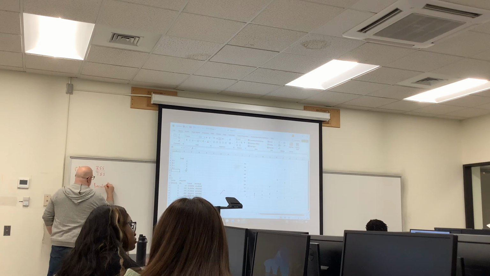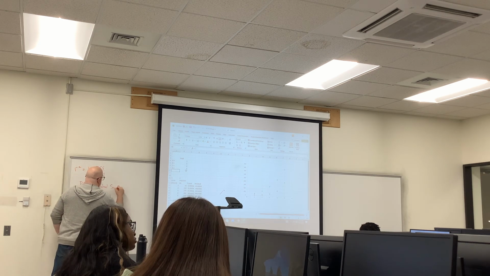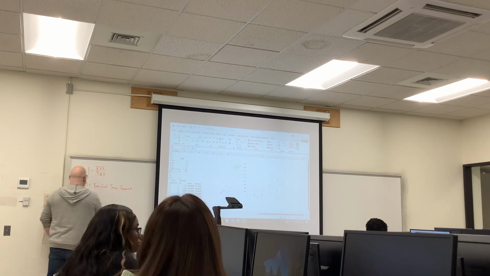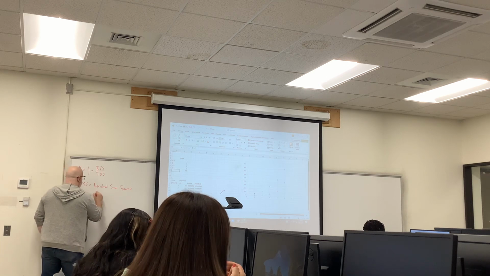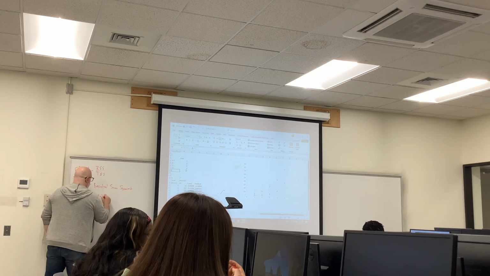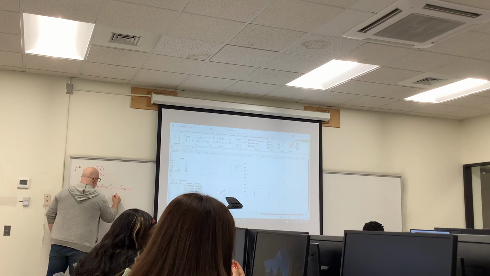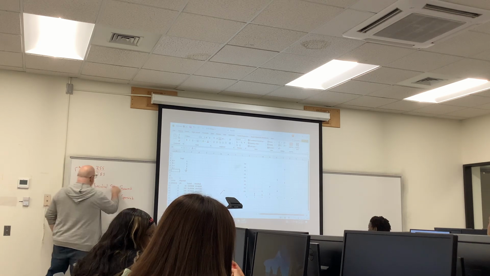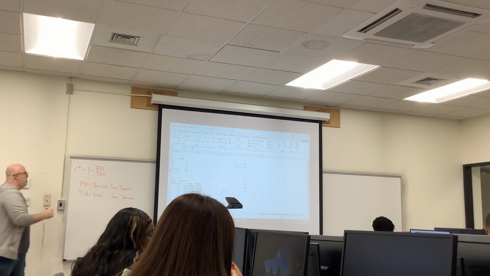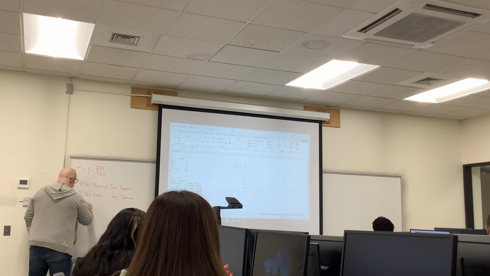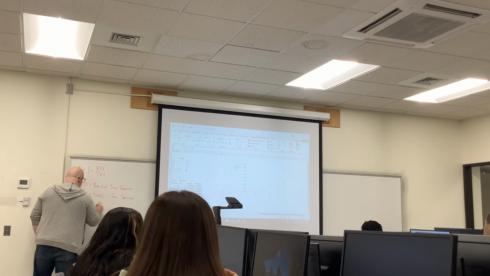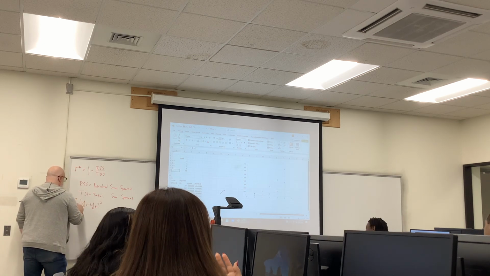RSS is residual sum squared. And TSS is total sum squared. Now, this one, RSS, is exactly what you think it is. It's yi minus y predicted, squared, add them all up.